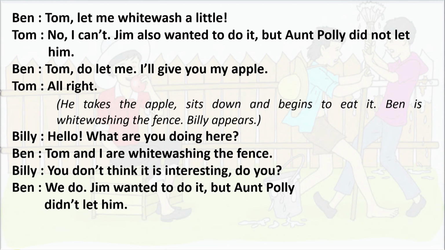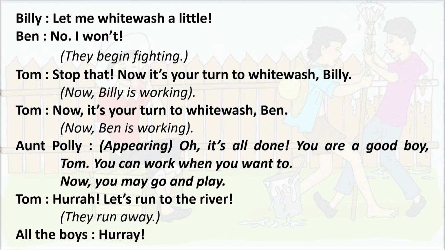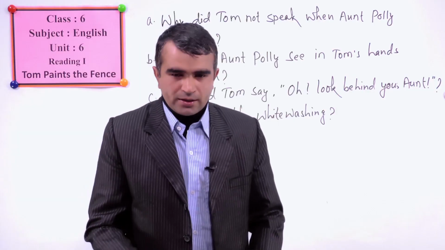All right. Hello, what are you doing here? Tom and I are whitewashing the fence. You don't think it's interesting, do you? We do. Jim wanted to do it, but Aunt Polly didn't let him to do. Let me whitewash a little. No, I won't. Stop that. Now it's your turn to whitewash, Billy. Now it's your turn to whitewash, Ben. Oh, it's all done. You are a good boy, Tom. You can work when you want to. Now you may go and play. Hooray! Let's run to the river. Hooray!